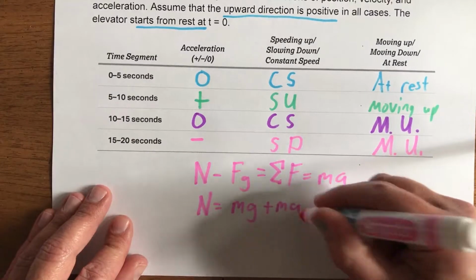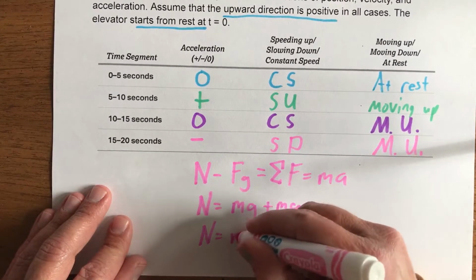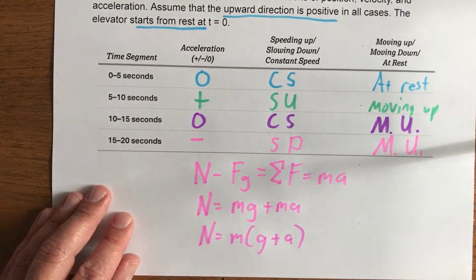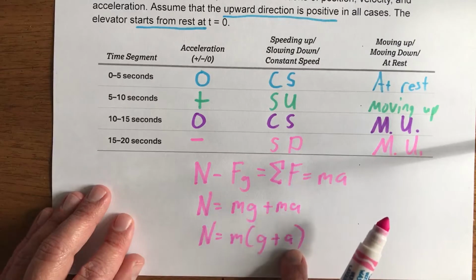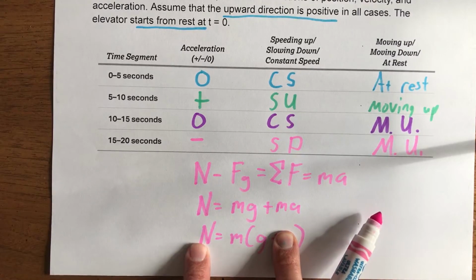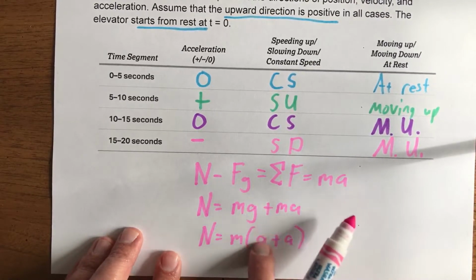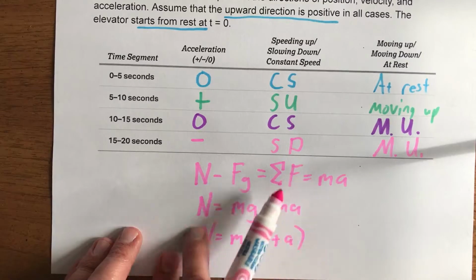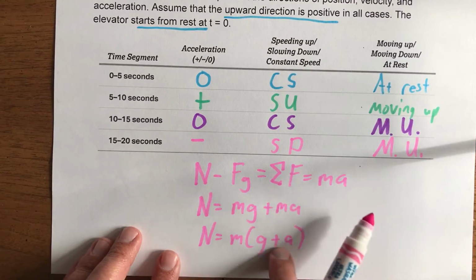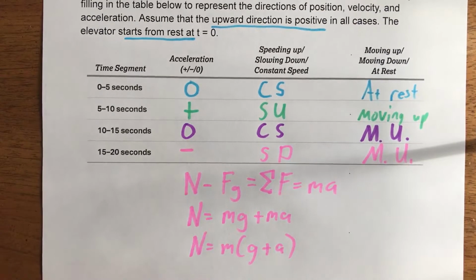So mg plus ma. And now let me just factor out the mass so this part becomes a bit clearer. You don't have to do this. But you can see here then that if our acceleration is 0, then this part's gone and we just get mg as our scale reading, our normal weight. But if we have a positive acceleration, this term will be bigger than normal and we will get a bigger scale reading than normal. But if the acceleration is negative, this term will be less than normal and we'll get a scale reading that is less than normal there.